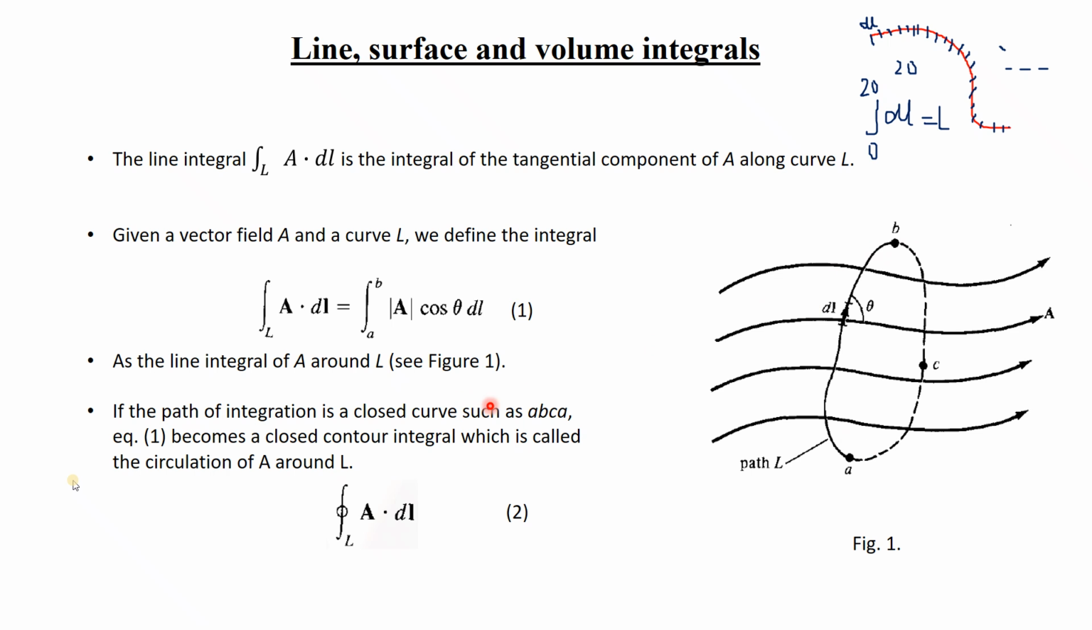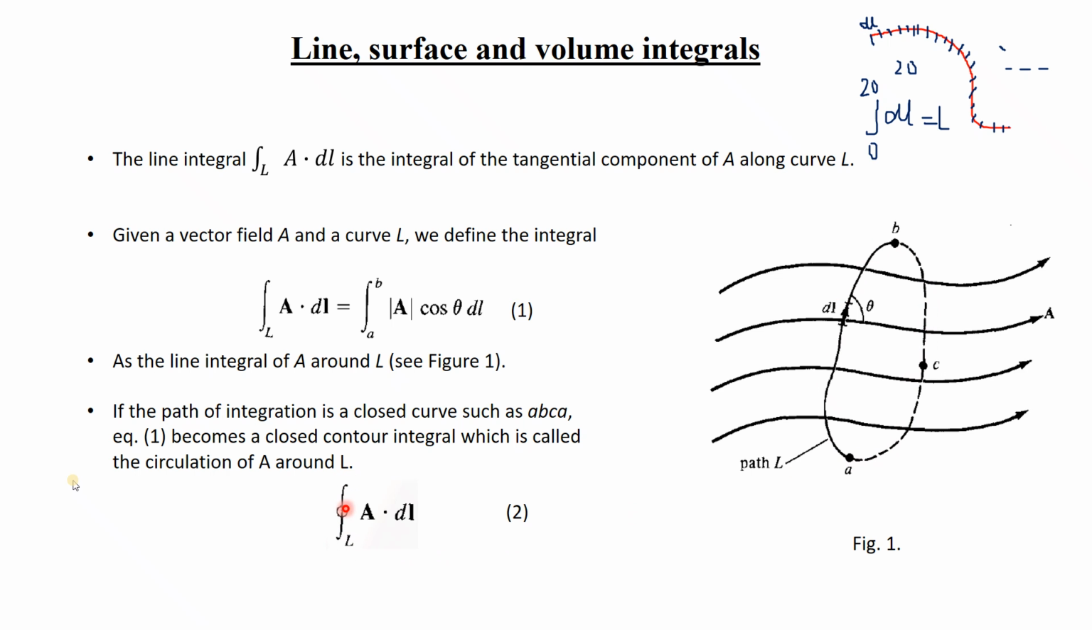Okay. So you are traveling from A to B. So this is the line integral from A to B. Now if I come back to A once again along this path where C is present, we will travel from A to B and B to C. It is called a closed path, closed curve. So A, B, C, A. So it becomes a closed contour integral, which is called the circulation of A around L.